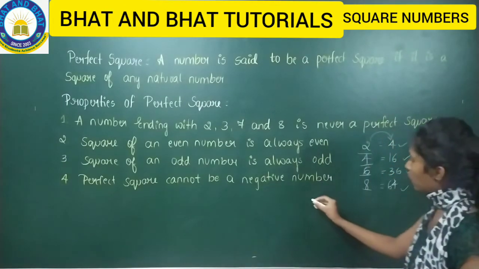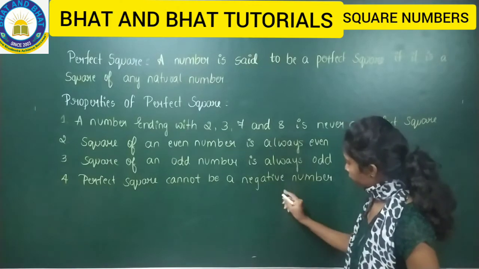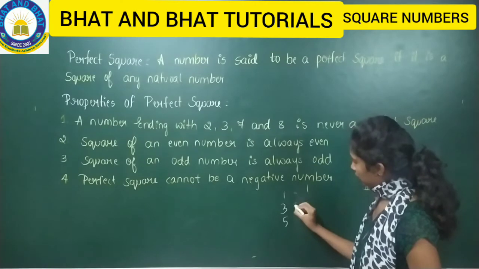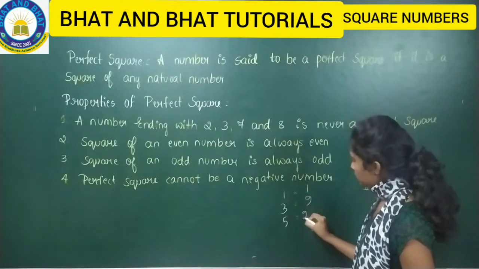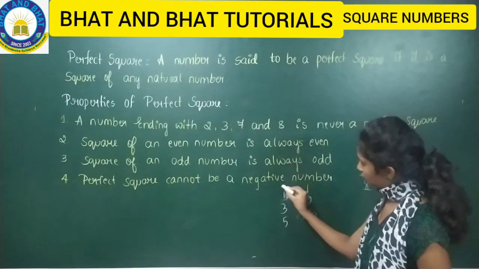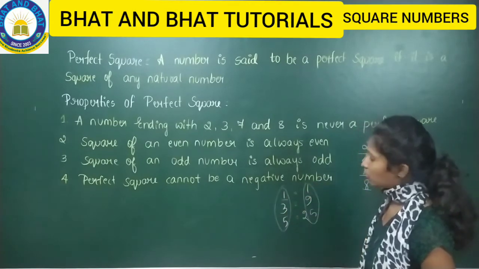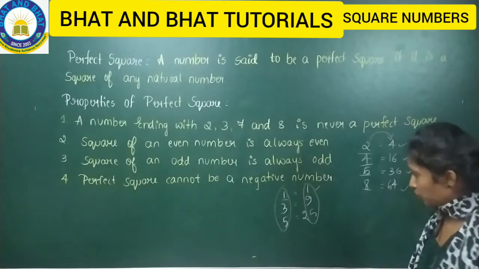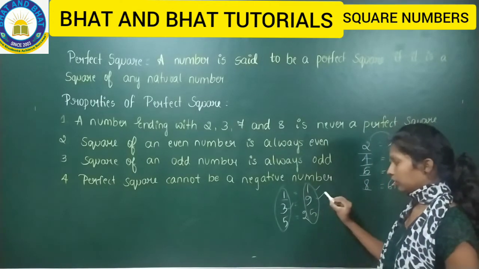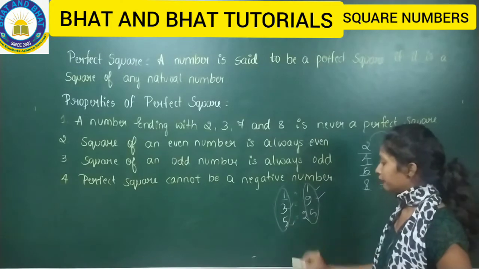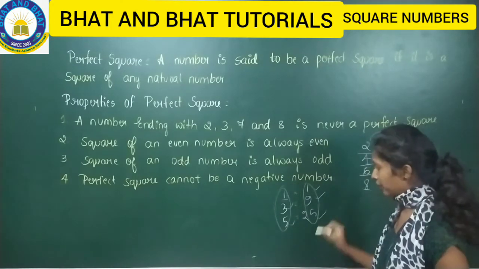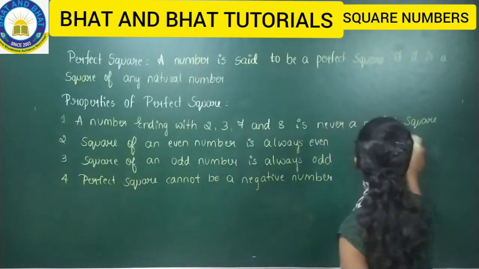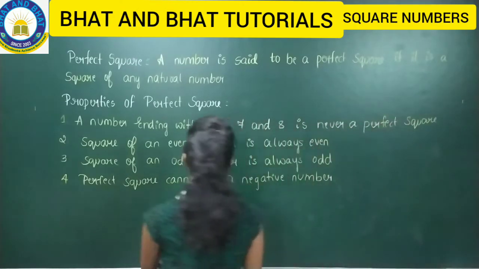Say for example, take odd numbers 1, 3, 5. 1 one is 1, 3 threes are 9, 5 fives are 25. The squares of these odd numbers are also odd. See here, for the odd number 1, the square is also odd, that is 1. And 3 is an odd number, 9 is also an odd number. And 5 is an odd number, 25 is also an odd number. Got this second point.